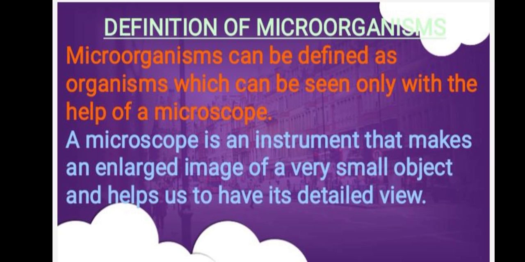Microorganisms can be defined as organisms which can be seen only with the help of a microscope. It means they are too tiny to be seen through our naked eyes. A microscope is a special instrument which makes an enlarged image of a very small object and helps us to have its detailed view.